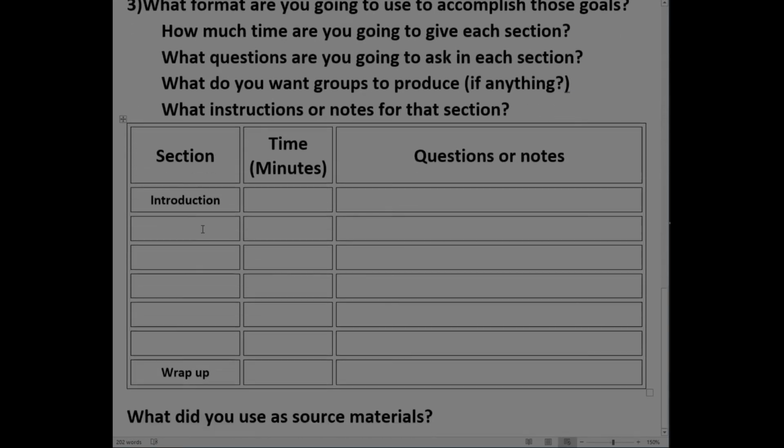And then what's your format? How are you fleshing this out? How much time are you giving to them? And what questions are you asking? What's the point of this section of the workshop? What are you doing there? How are you filling this out? And then did you use any source materials and why? So let's build these workshops.